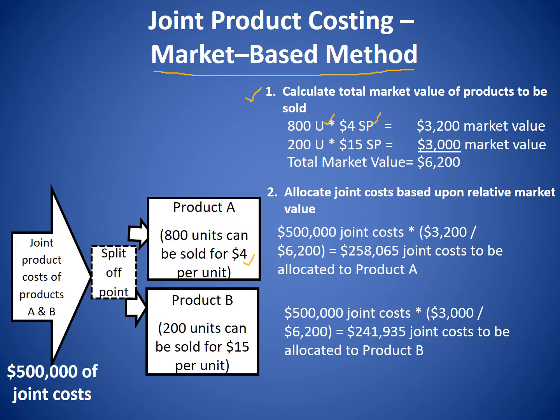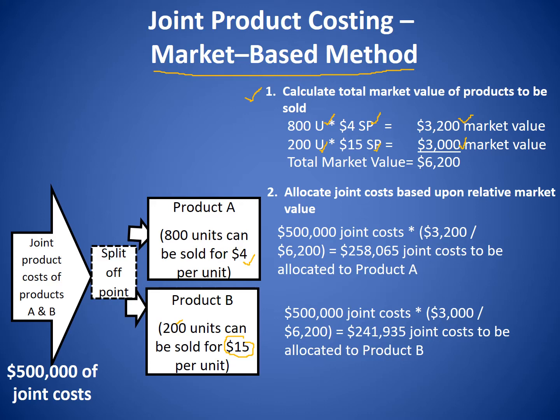So the total market value of this production batch to the split off point is worth $3,200. We do the same thing for product B. In this case, we take the 200 units and we know the product can be sold for $15 a unit. So we take 200 units times the $15 selling price and we come up with the market value of $3,000.